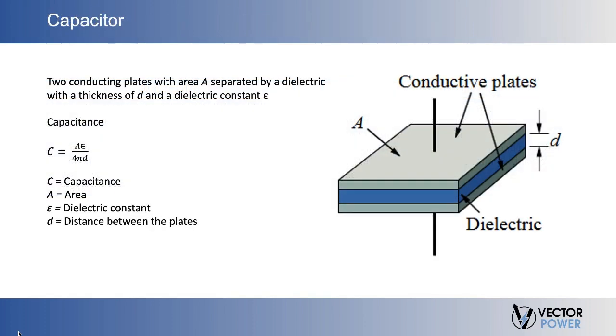Let's start with another basic definition: capacitor. A capacitor is nothing more than two conducting plates with an area of A separated by a dielectric with a thickness of d and a dielectric constant of epsilon. So capacitance would equal the area times the dielectric constant divided by 4 pi times the distance between the plates.